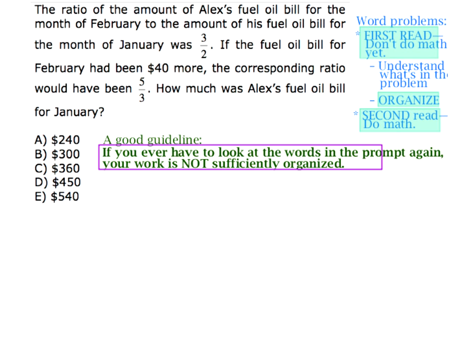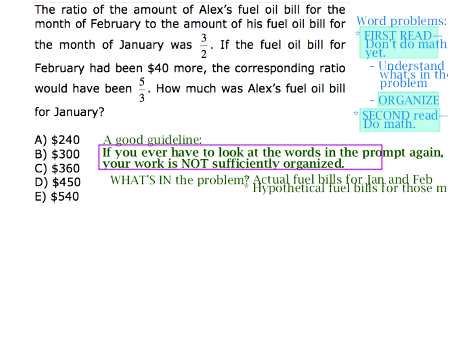So like what's in the problem is the first guideline here. So we should do. Well, we have actual fuel bills for January and February. And then we have hypothetical fuel bills for those same months. Because if it had been, here's what would have happened. So we can just make a chart for this. This is certainly not the only way to organize it, but we can do columns for February and January, and then we can do actual and hypothetical.